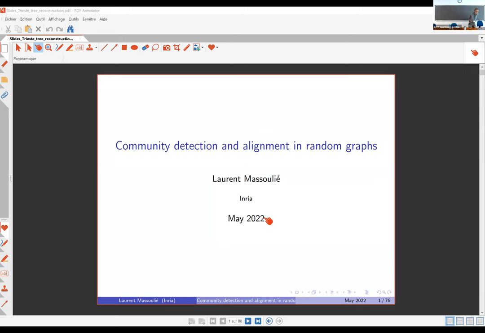Okay, is that better? Okay, so first I'll be discussing community detection, also known as graph clustering. And second, I'll be discussing graph alignment. And the reason why I like those two learning problems related to graphs is threefold.